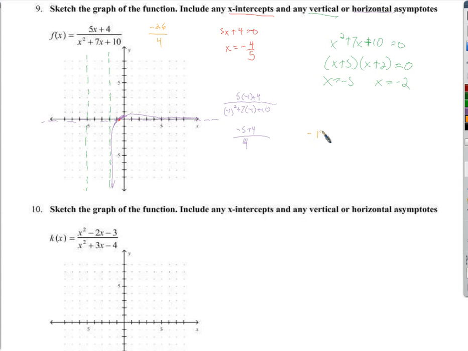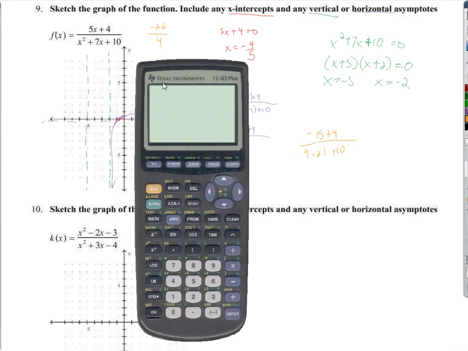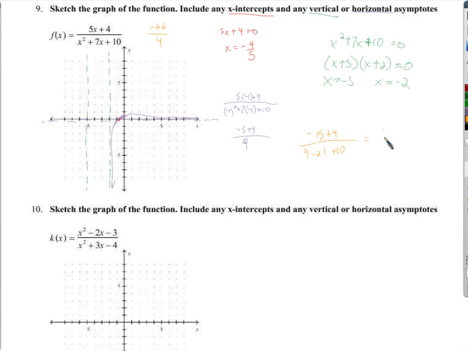Negative 15 plus 4 over, if we plug a negative 3 in there, we'll get 9 minus 21 plus 10. Actually, that's not too hard. Negative 11 over, let's see, we got 19 minus 21, so that's negative 2, so 11 halves, 5 and a half. So we know that it comes down through this point, back up.